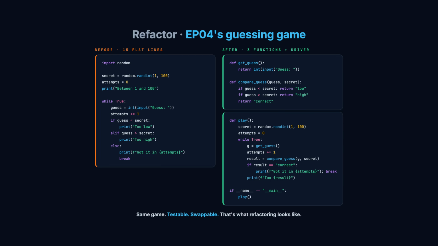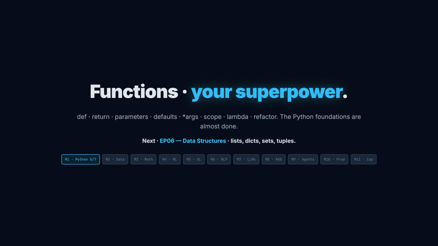Each function does one thing. Each function is independently testable. And if tomorrow I want to change how the player types the guess, voice input, keyboard, network, I change one function. The others do not care. That is the payoff. That is episode 5. Def, return, parameters, defaults, star args, scope, the silent None trap, lambda, and a refactor that turned 15 flat lines into three named functions.